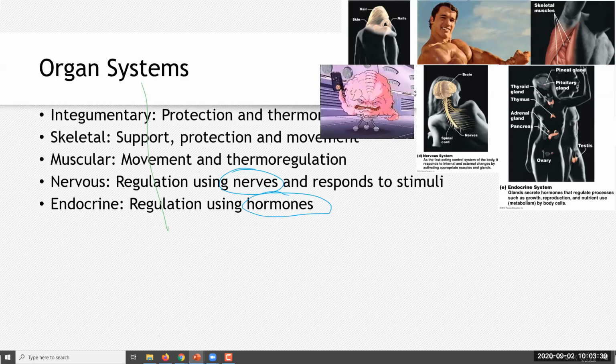Remember, the endocrine glands are going to be different from the exocrine glands because the endocrine glands are ductless. They don't have a duct, while the exocrine glands do have ducts. Okay, good. And because they don't have a duct, they need to release the hormones into our bloodstream.